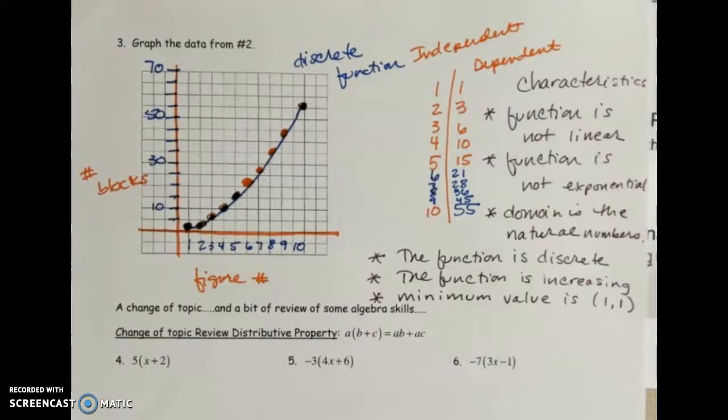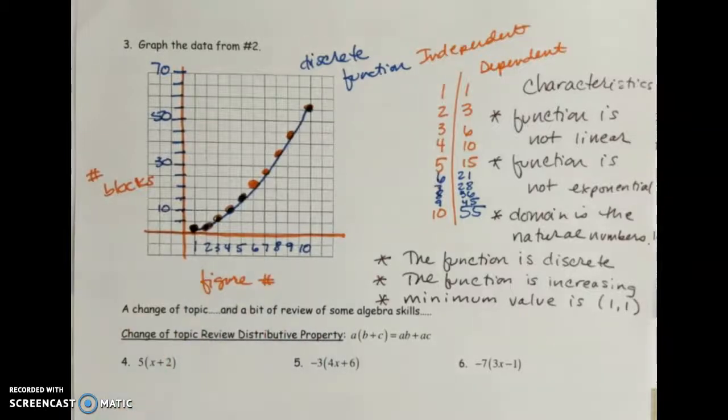Okay, so some of the characteristics. The function is not linear. It doesn't have a constant rate of change, the slope. The function is not exponential. It does not have a ba-boom, ba-boom, ba-boom multiplier, okay? The domain is input, so that's along here, the x-axis. And that is the natural numbers, 1, 2, 3, 4.